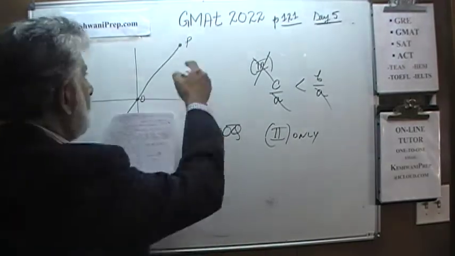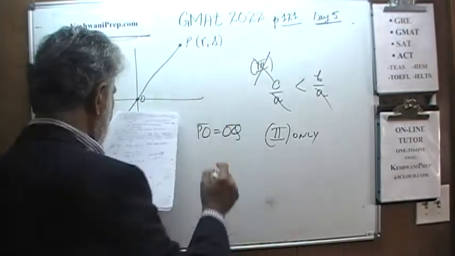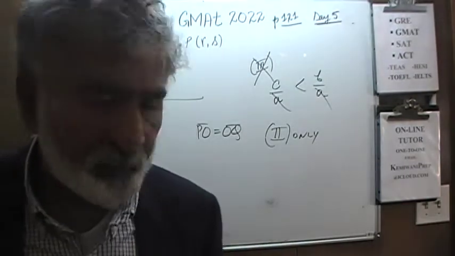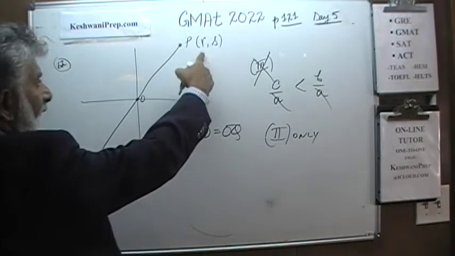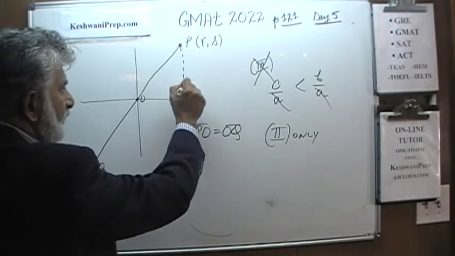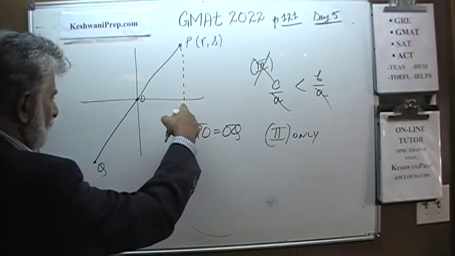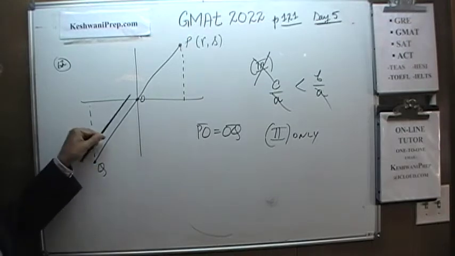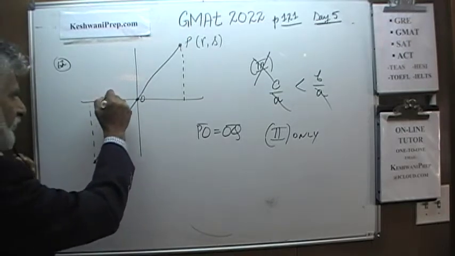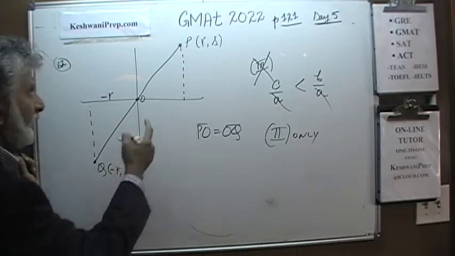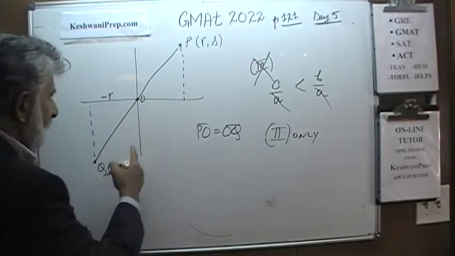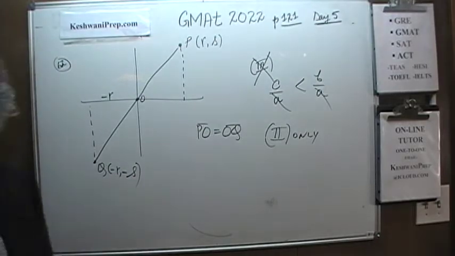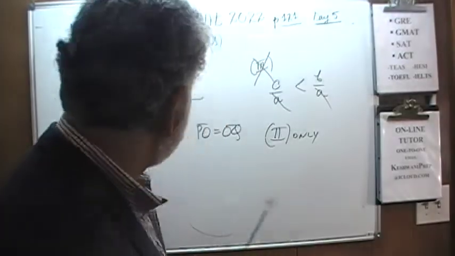We are further told that the coordinates of P are R and S. The question simply is, what are the coordinates of point Q? Well, let's find out, shall we? If the x coordinate is R, this distance from here to here has to be the same as this distance from here to here, because this is the midpoint. From here to here is negative R, so the x coordinate is negative R. Similarly, the vertical distance S, here the vertical distance will be negative S. That's all. The coordinates of point Q are negative R and negative S. 63.